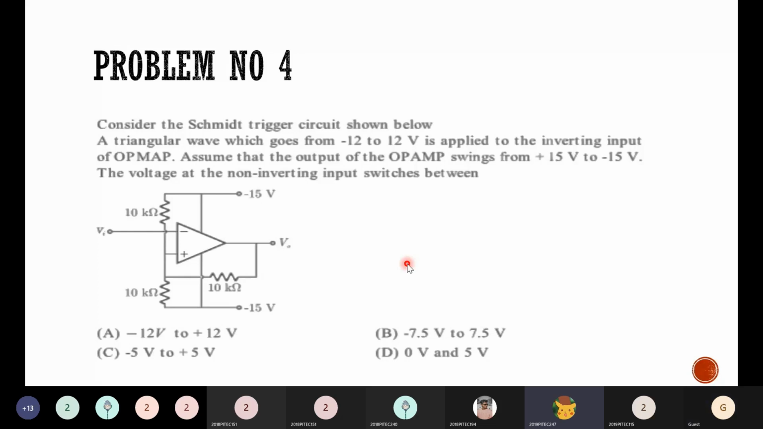Yes. Let me show the answer. Anyone? Has anyone got the answer?